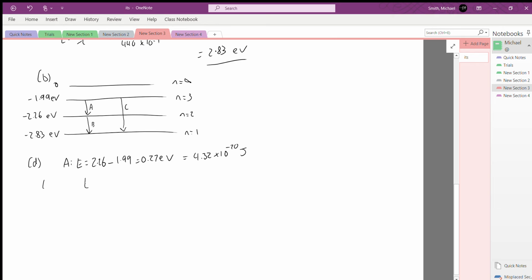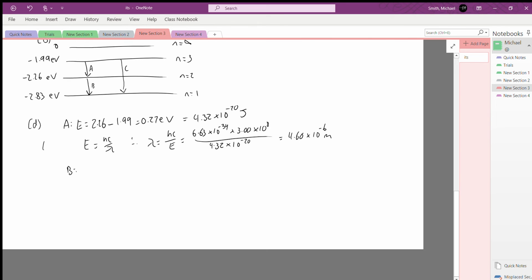We have E equals hc on lambda, therefore lambda equals hc on E. So 6.63 times 10 to the power of minus 34 multiplied by the speed of light divided by the energy that we just calculated, and that gives us a wavelength of 4.6 times 10 to the power of minus 6 meters.